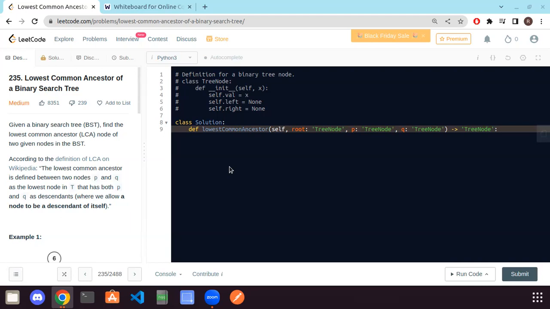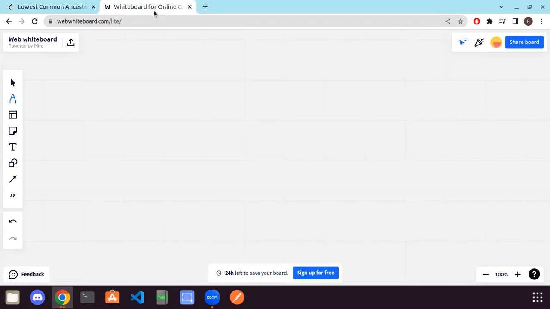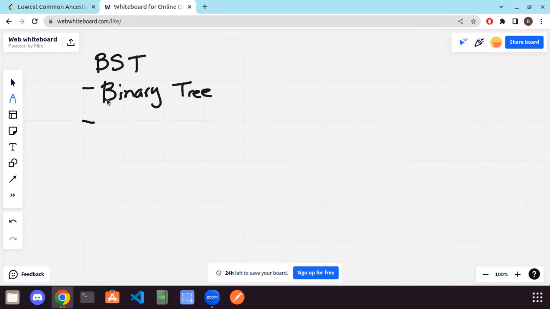So before we proceed any further, I just want to explain what a BST is. A BST, or a binary search tree, is a binary tree, and we know that this means that each node can have at most two children. But there's another layer. There's this rule that for any given node, all nodes to the left of that node must be smaller than it, and all nodes to the right of that node must be greater than it.